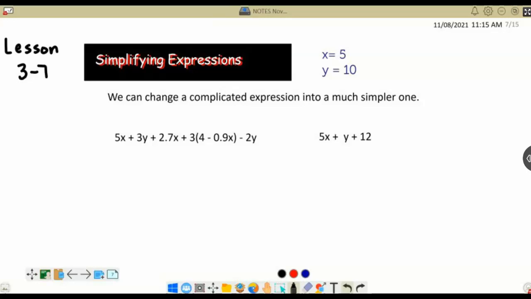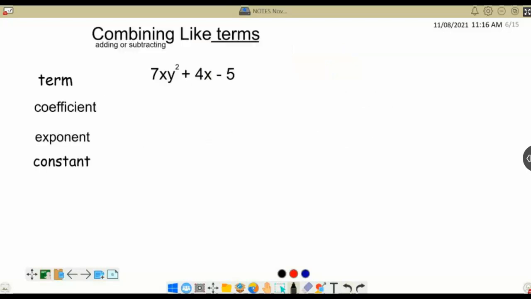I just want to go over lesson 3.7 very quickly in your textbook. This is on simplifying expressions. And before I jump into this right here, I want to go over the word terms because you're going to be using this a lot in this lesson. This lesson is all about recognizing terms. So before we do that, what are terms?